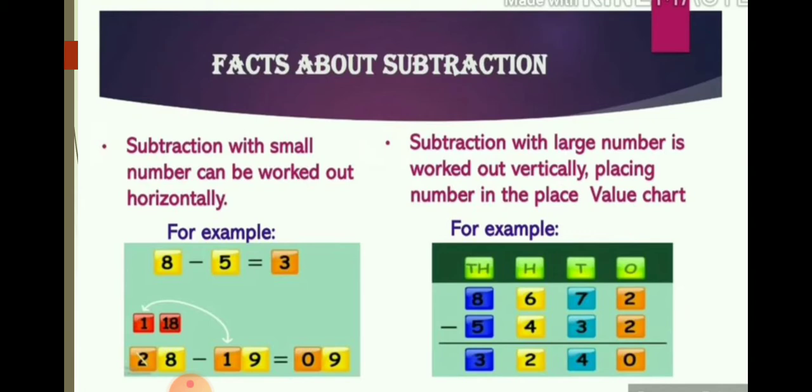Now subtraction with large numbers is worked out vertically, placing the numbers in the place value chart. So when we have to subtract big numbers, you can see here 5432 is being subtracted from 8672. First we will write the numbers according to their place value in columns and then we will subtract. So here your answer or your difference is 3240.